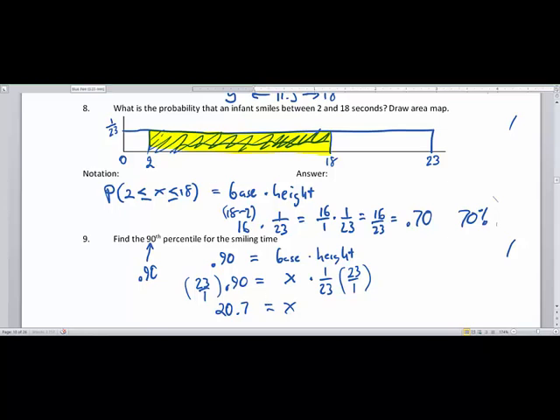If I was to create a new picture up above, our 90th percentile would be all the way to the end of this green bar, and this green bar would end at 20.7 seconds. So our 90th percentile would be 20.7 seconds. Anything higher than that would be higher than the 90th percentile, so 90 to the 100th percentile, and anything lower than 20.7 would be below the 90th percentile.